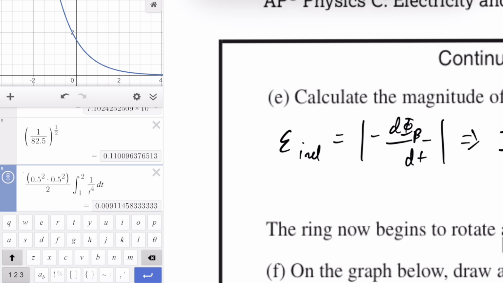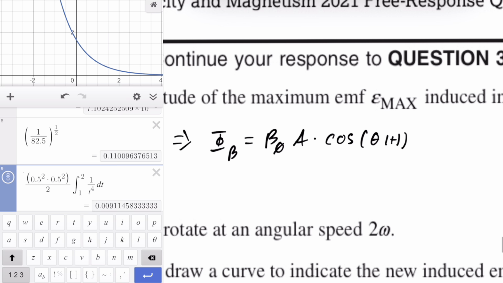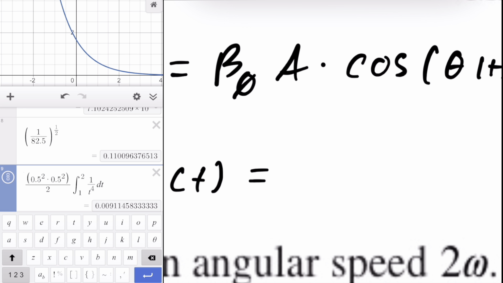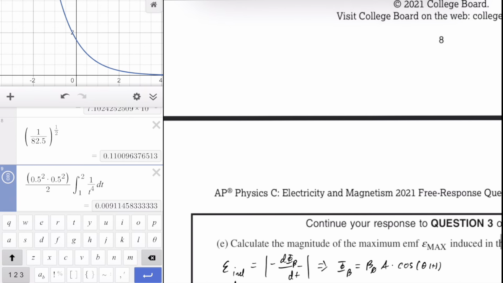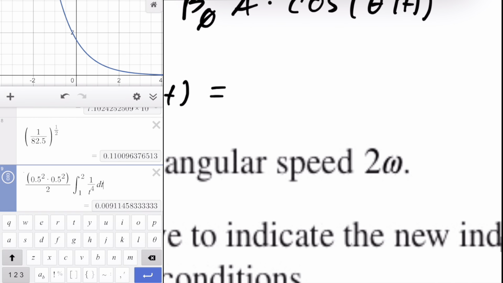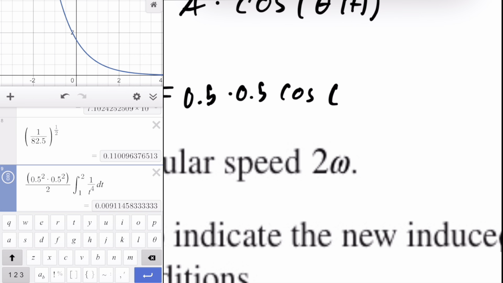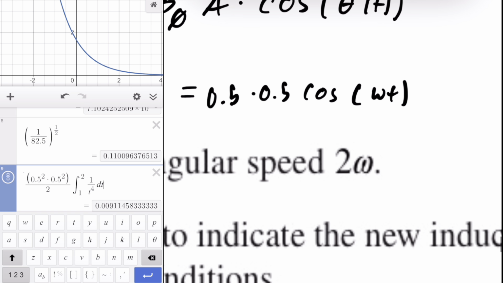Theta is changing, and we need to think, well, if W equals rad per second, then shouldn't W times time equal theta? And the answer is yes, that's absolutely what it is. So the magnetic flux as a function of time is now B naught, which was 0.5, and the area was still 0.5, great. So 0.5 times 0.5 cos of Wt, and W was pi. So it's actually 0.5 squared cos pi t.